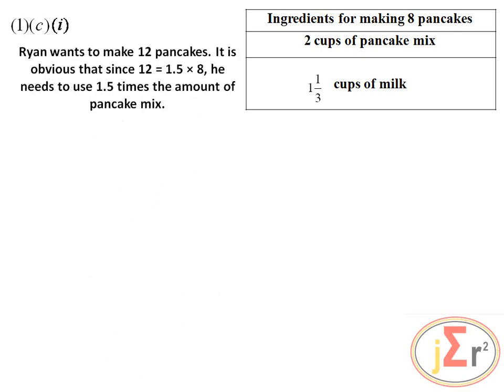Ryan wants to make 12 pancakes. It is obvious that since 12 is equal to 1.5 multiplied by 8, he needs to use 1.5 times the amount of pancake mix.